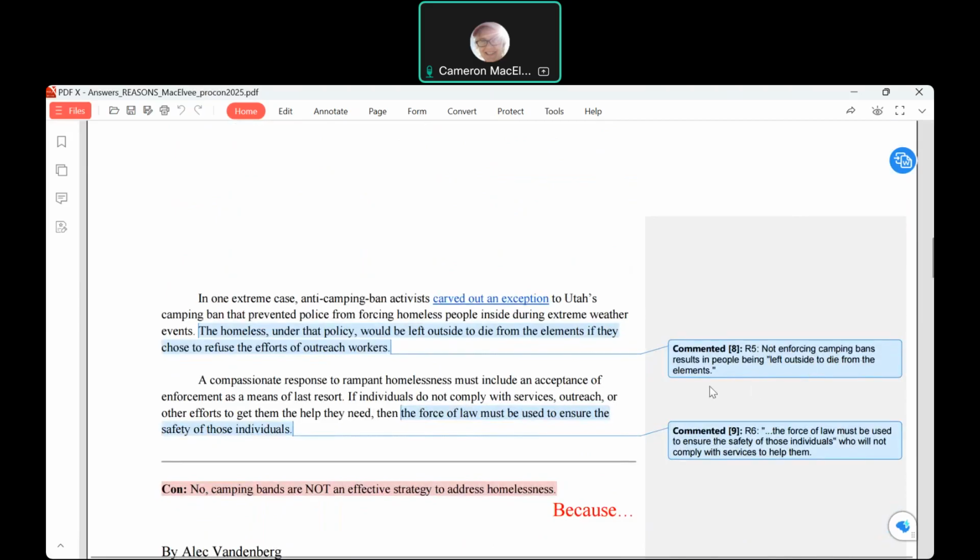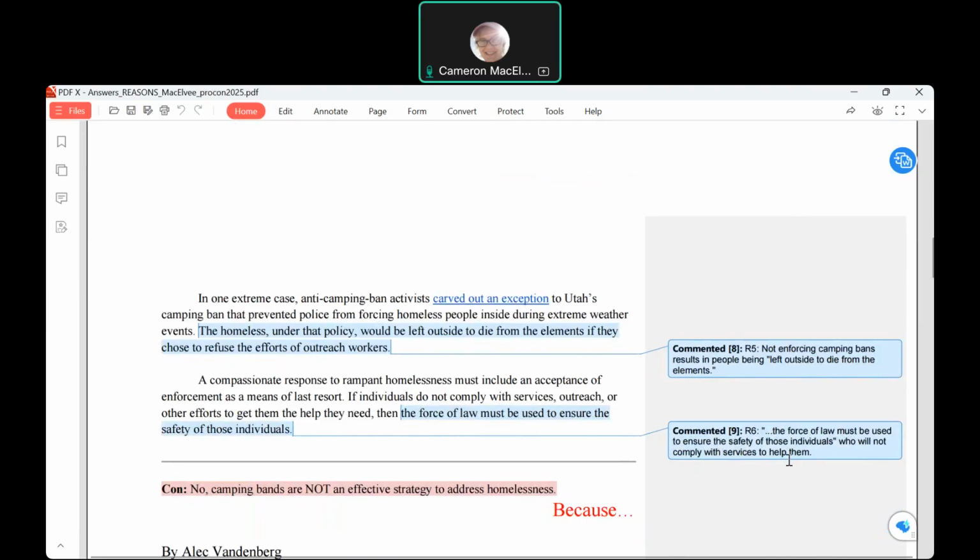Coming down here to Devin's last or fifth reason, why do bans work? Because not enforcing bans results in people being left outside to die in the elements. That might seem like it goes with reason 4, but it's just an additional reason to talk about why life and death. Again, I struggled whether or not that might be a supporting reason, but I see it as a separate reason.